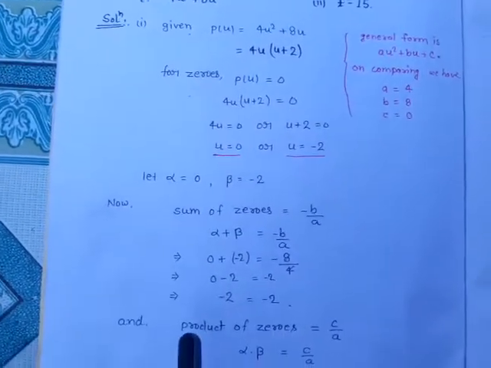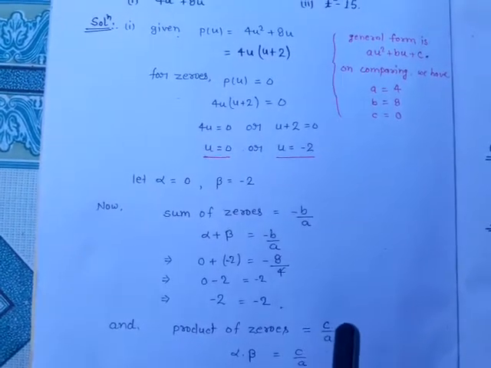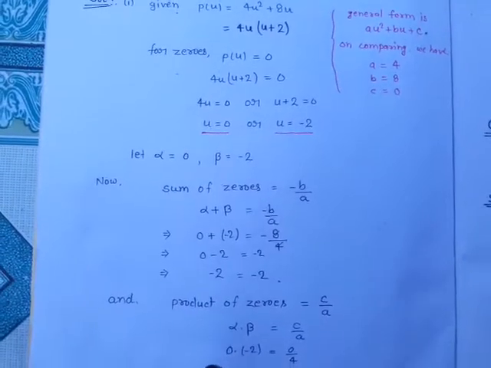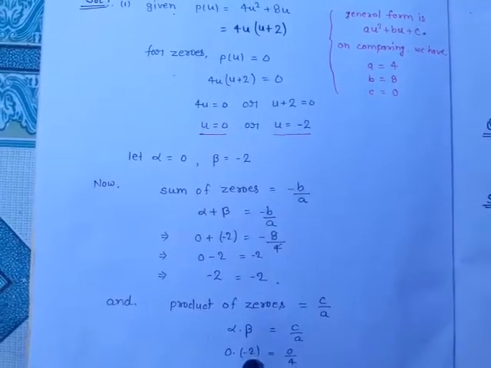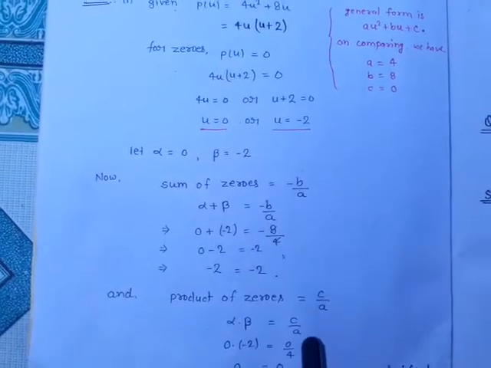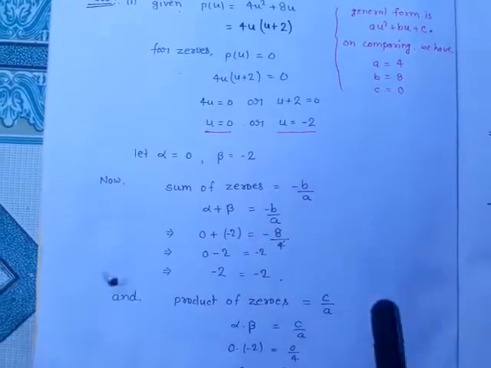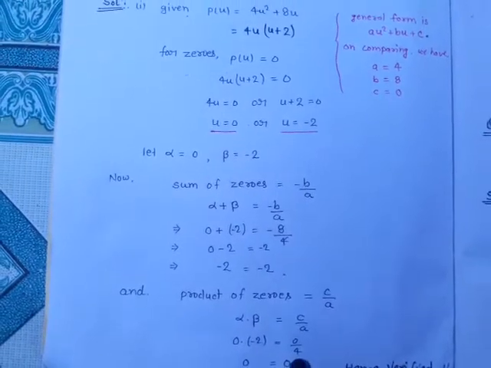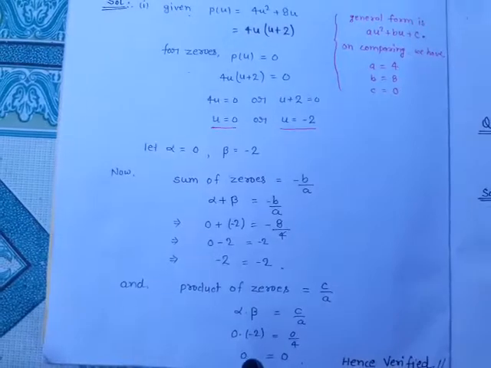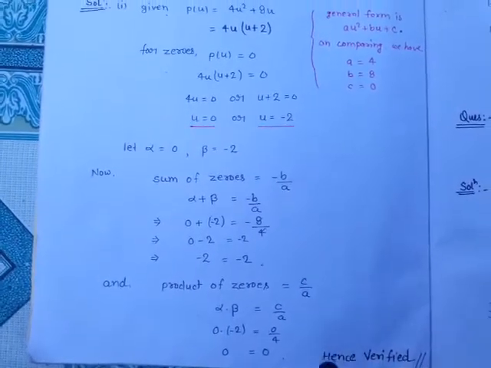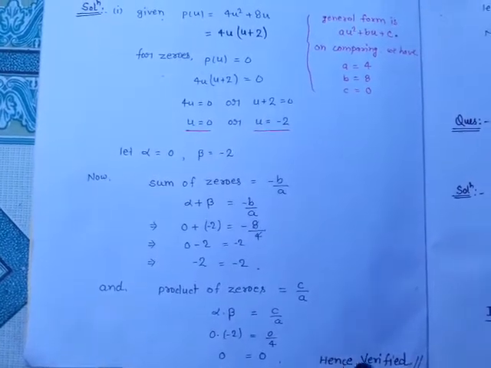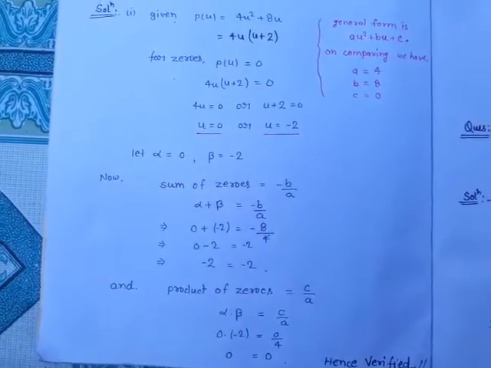Now we move to the second, the product of zeros, which is c by a. Product of zeros means alpha times beta. Putting the value of alpha as 0 and beta as minus 2, 0 into minus 2 is equal to 0. Here c by a, putting the value of c as 0 and a as 4, 0 by 4 is equal to 0. The product of zeros is also verified. Hence the relationship between coefficients and zeros is verified. Now we move to the second question.